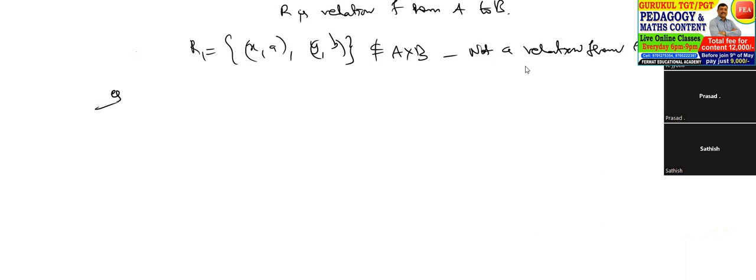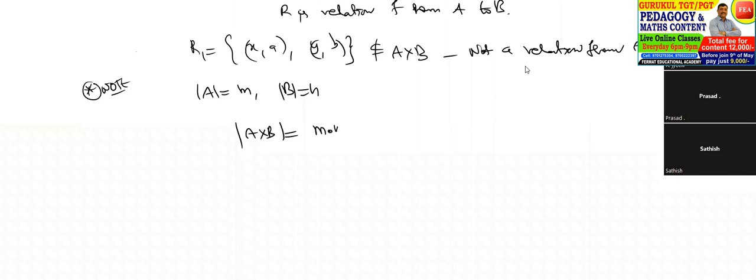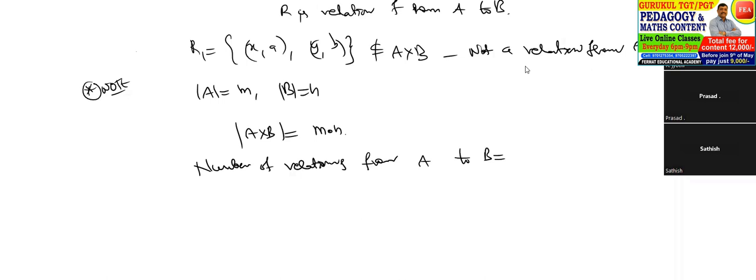Before the types of relations, first you need to know the counting formula for the number of relations. Suppose the cardinality of A is m and the cardinality of B is n. What is the cardinality of A cross B? It is m into n, that is, the cardinality of A times the cardinality of B. Now the question is the number of relations. The number of relations from A to B is 2 to the power of mn.